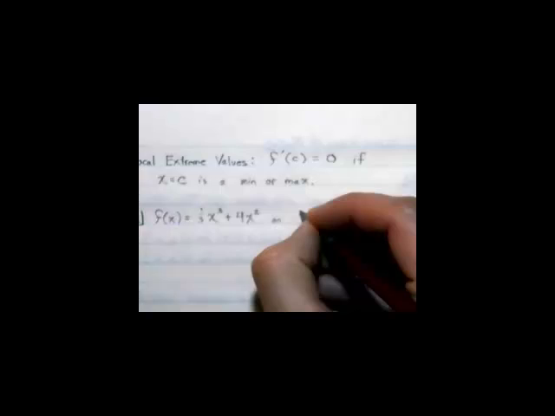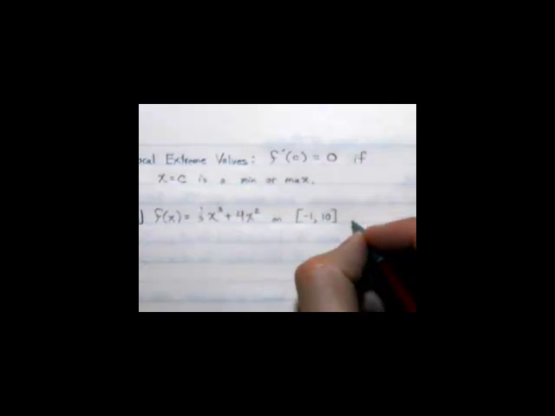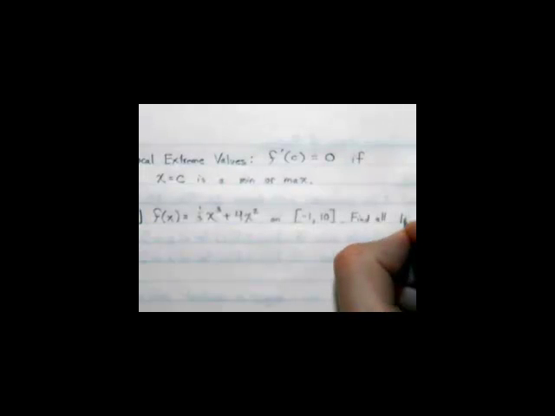All right, so let's say we've got this function, 1/3 x to the third plus 4x squared. And I'm going to put it on the interval -1 to 10. And let's figure out, find all local and absolute maxes and mins.